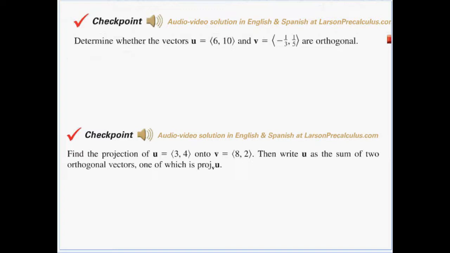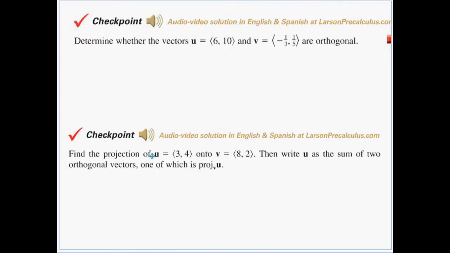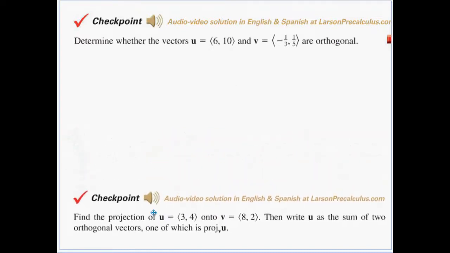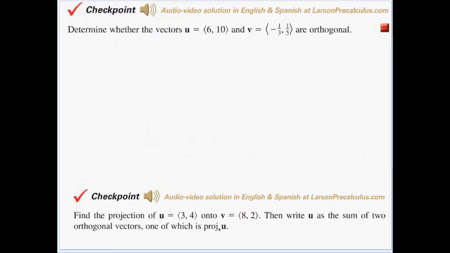Let's see. Determine whether these vectors are orthogonal. That won't be too bad. And then finding this projection down here. That shouldn't be too bad either. So we're going to find out if these are orthogonal. We're just going to do a dot product.